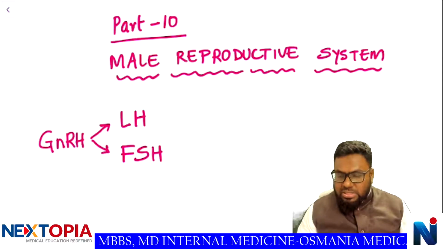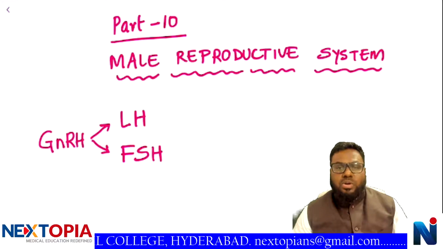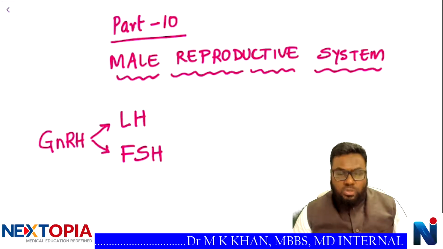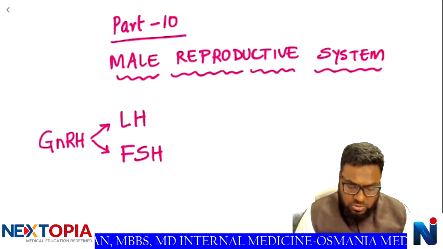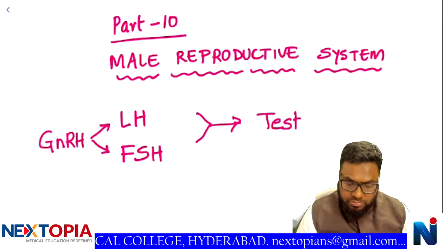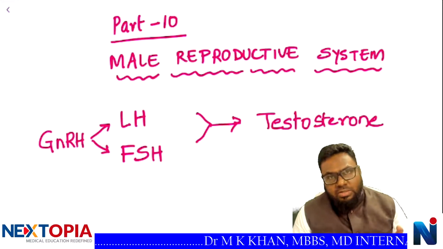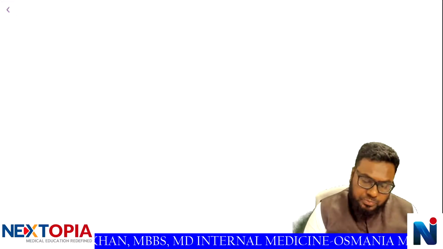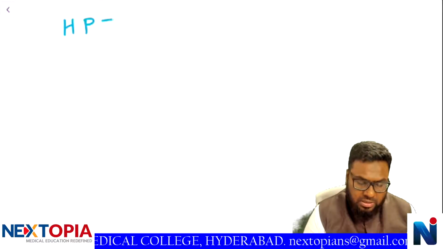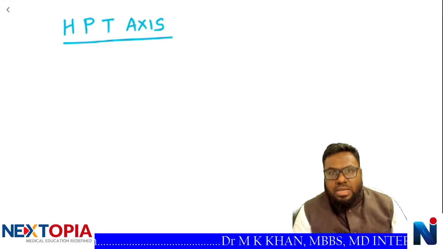We need to understand the physiological basis, the relationship between the control of this GnRH, gonadotropin releasing hormone, on the FSH and LH, and how testosterone is produced by the testicular cells in the testis. That is the third hormone that is important for the male reproductive system. We'll try to understand the relationship between these three hormones. We'll call it the hypothalamo pituitary testicular axis, and you'll have to understand it.